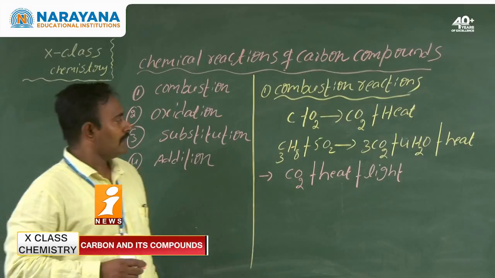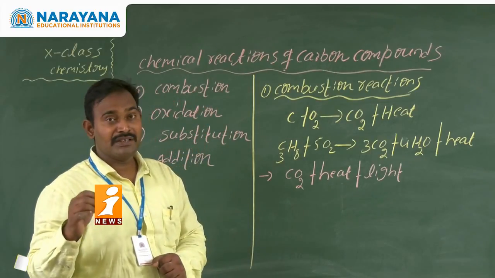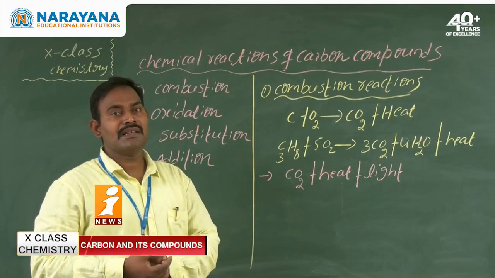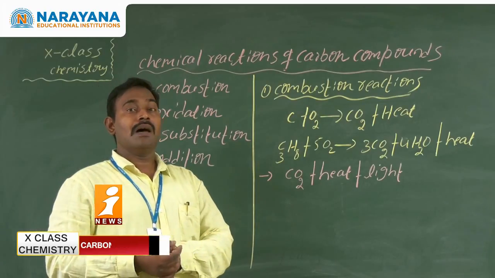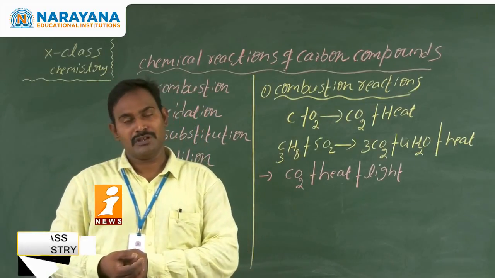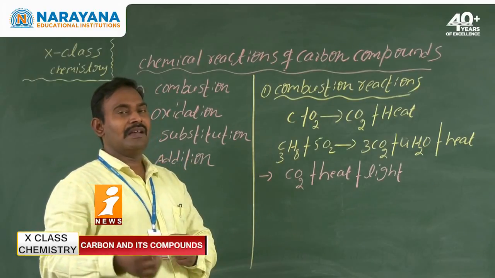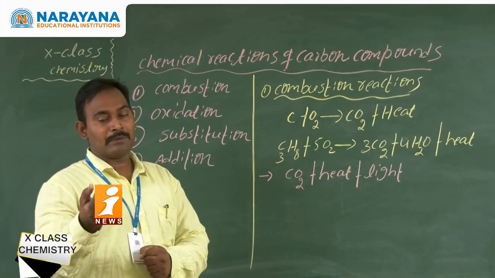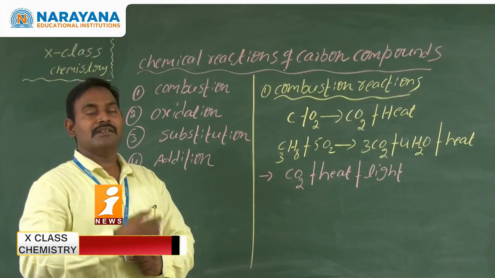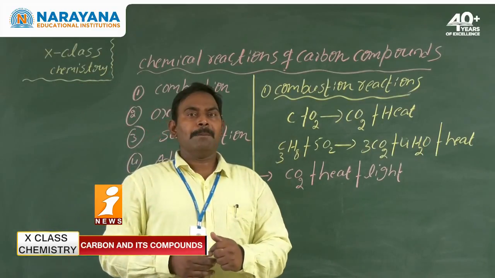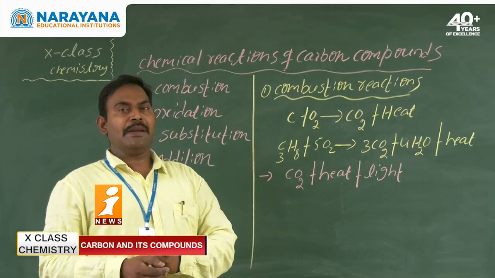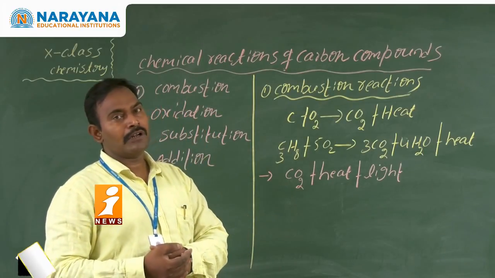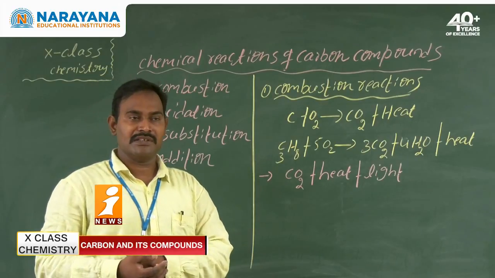Next, coming to saturated hydrocarbons. Saturated hydrocarbons burn with a blue flame, whereas unsaturated hydrocarbons burn with a yellow flame. Suppose ethane, butane, propane. Have you seen LPG gas? In that, the major component is butane. So what is the color of the flame of LPG gas? Blue color. During complete combustion, the main product is carbon dioxide. During incomplete combustion, the main product is carbon monoxide.